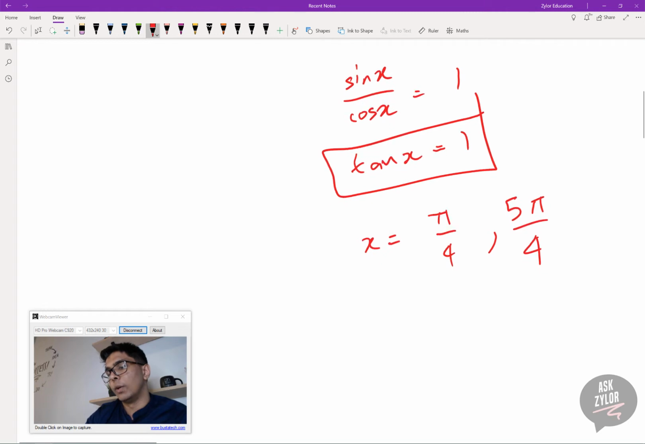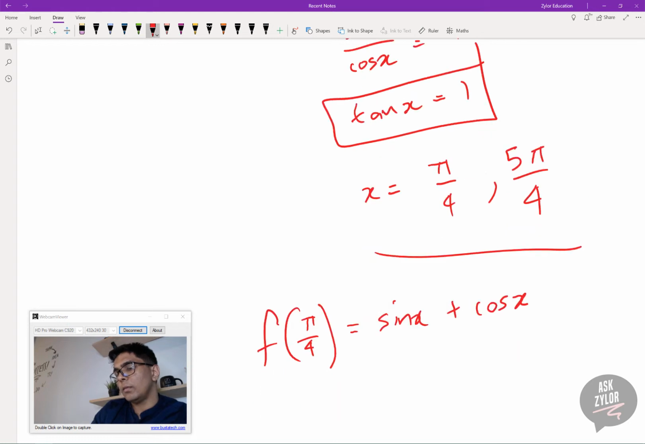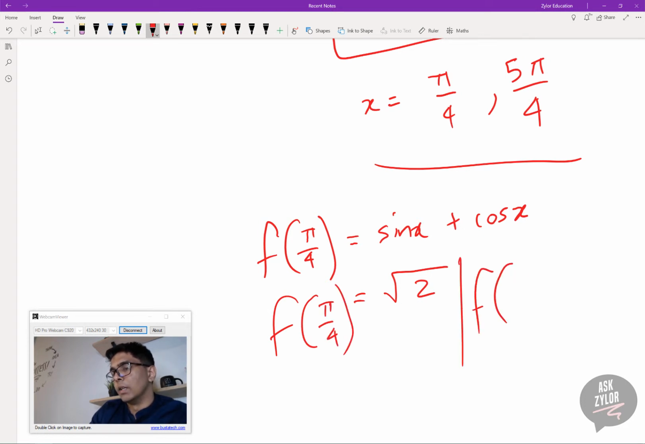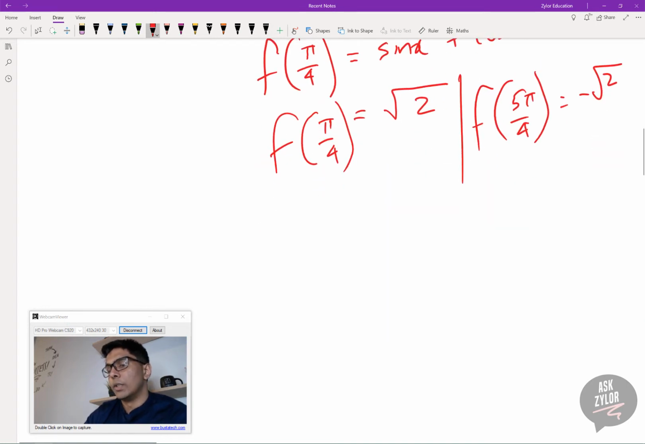So if I evaluate my function at these critical points, so I'm looking at my original function and plugging this in. My original function was sine x plus cos x. If I plug these in, I should get square root 2. And then if I plug in 5 pi over 4, I should get negative square root 2. Right?